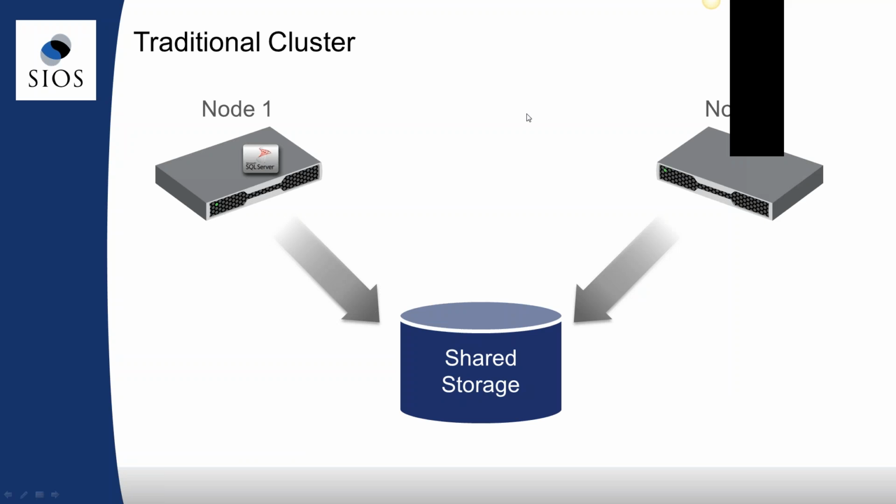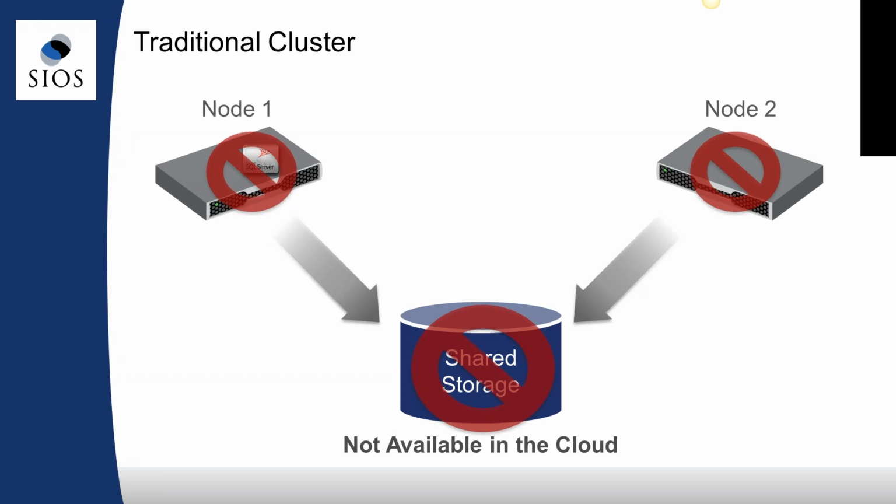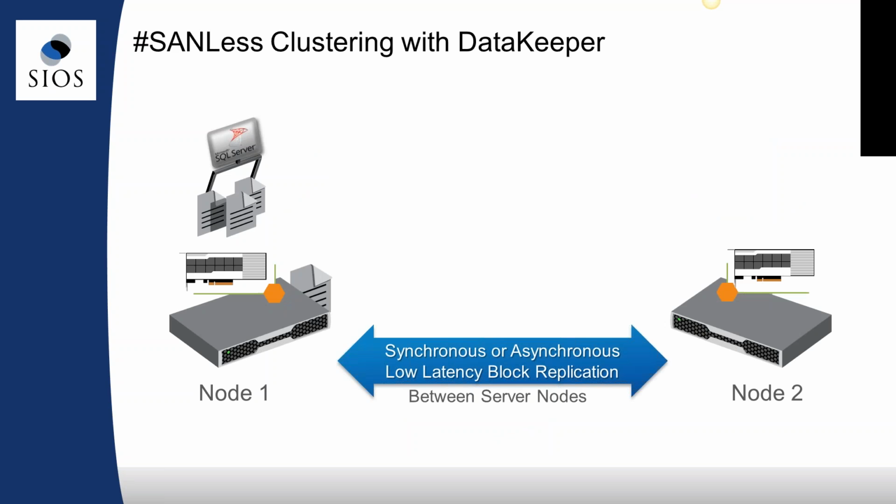If you know, traditional clusters kind of look like this, 2 or more nodes connected to shared storage. When you start talking about cloud deployments, the shared storage is really the limiting factor. It's not available in the cloud. So what Datakeeper will enable, the Sandless Cluster will let you attach local storage to each node, and then we'll do block level synchronous replication between nodes within the same region, or if you want to have a multi-region failover, you can have asynchronous replication, which will let you replicate much further distances across higher latency connections.